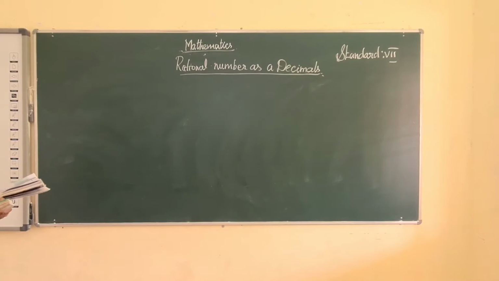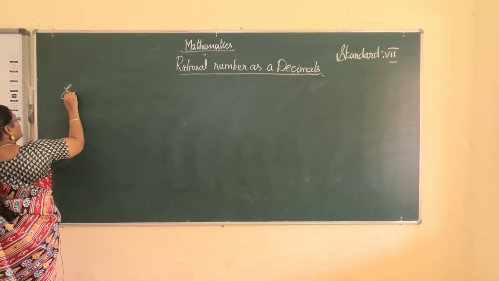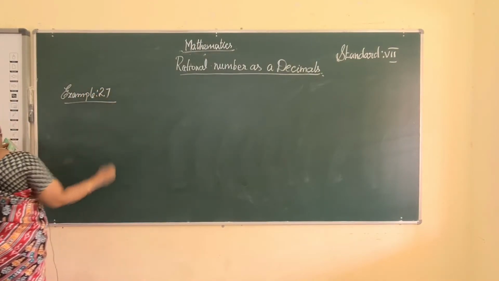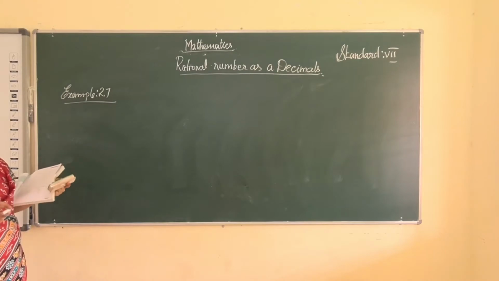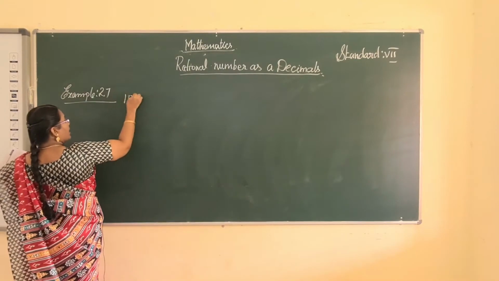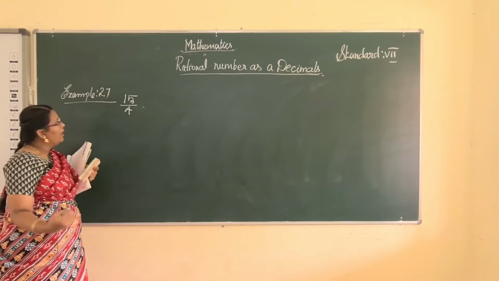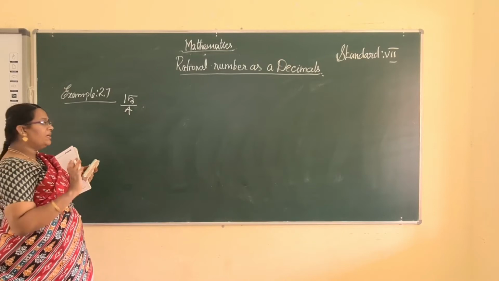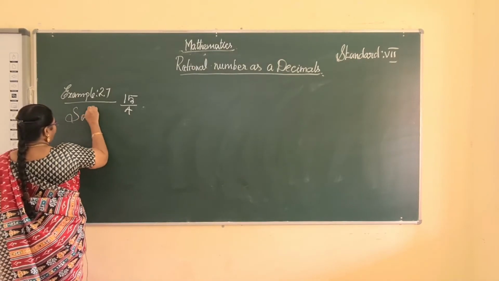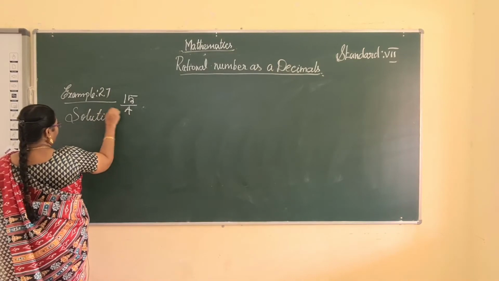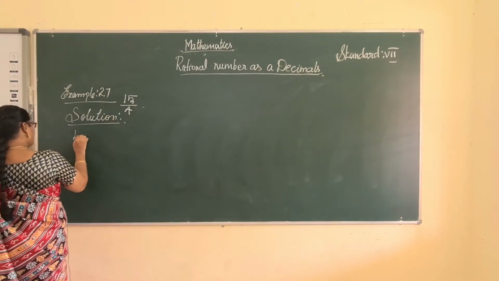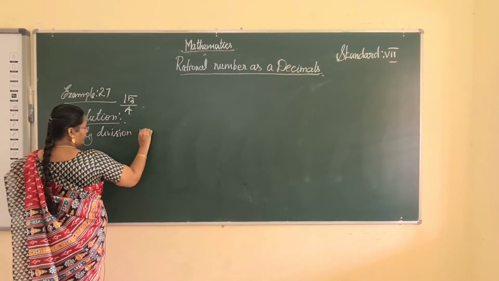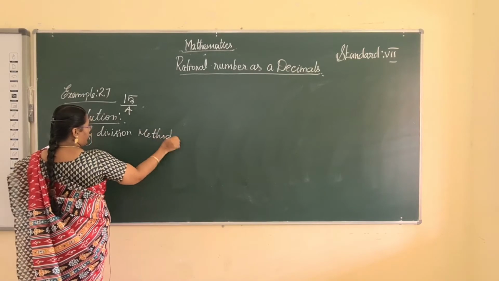This is the first example, example 27. Express 15 by 4 as a decimal number. How to explain? First we use the long division method, the normal division method. Solution.